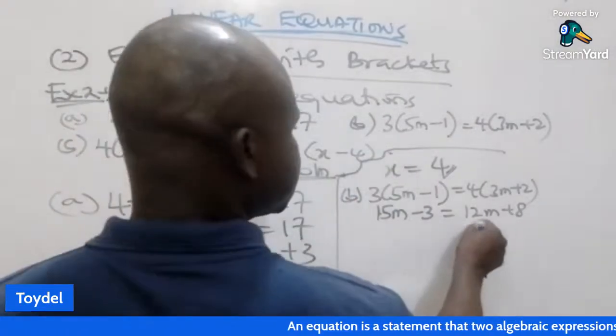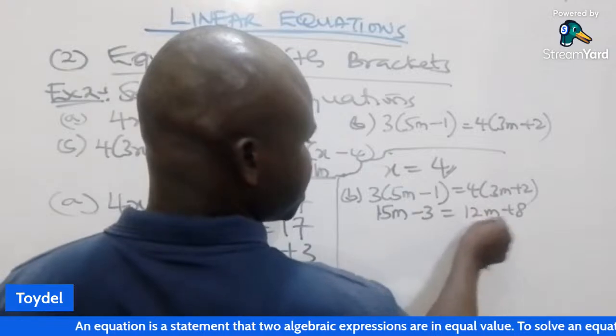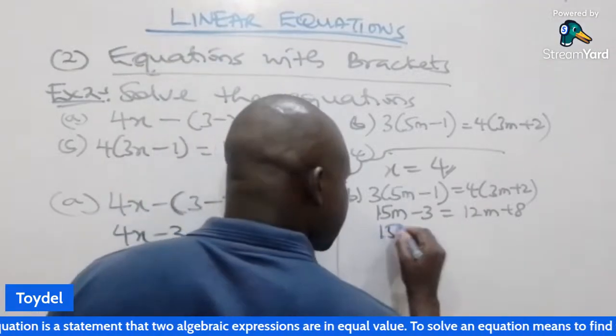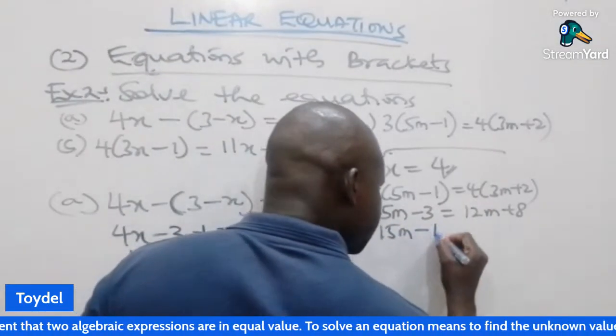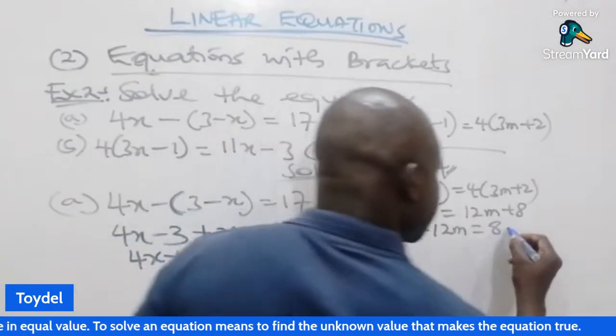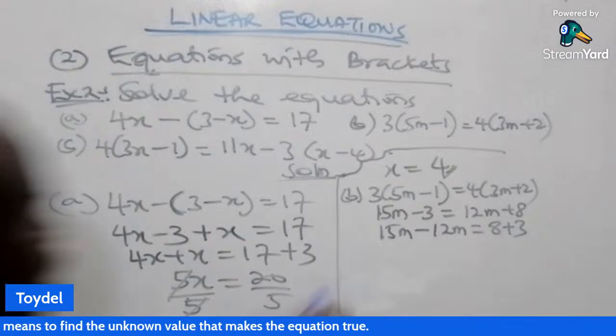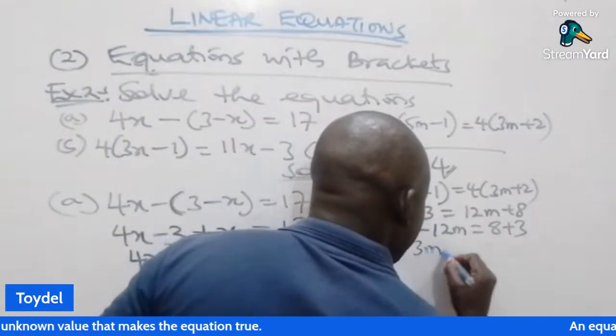Let's bring the ones with m that have coefficients. We bring the algebraic parts together. So we have 15m, 12m becomes minus 12m, will be equal to 8. In this case, we have 8 plus 3. That's what we are going to get. Then 15 minus 12, that's 3m, will now be equal to 11.